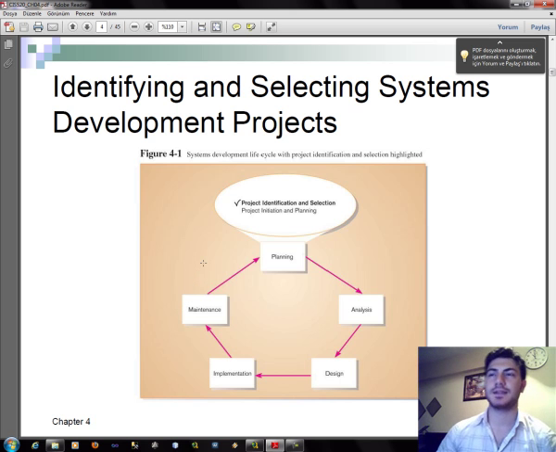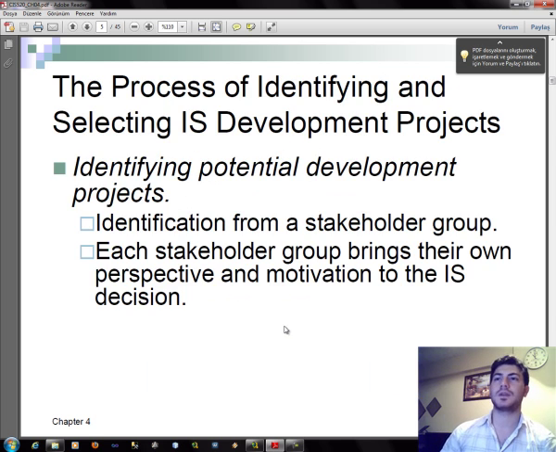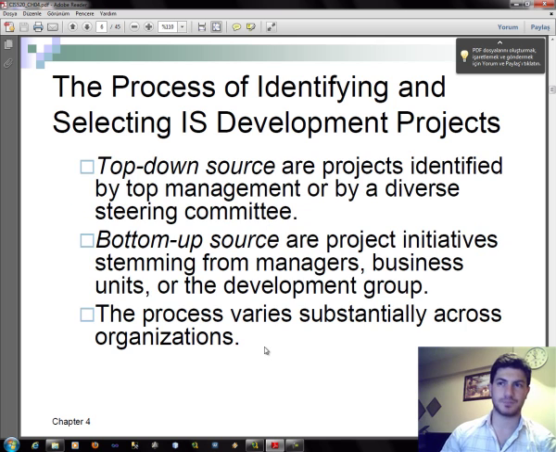First, identifying and selecting systems development projects. Figure 4.1: System development life cycle with project identification and selection highlighted, as you see. The process of identifying and selecting IS development projects. Identifying potential development projects: identification from a stakeholder group. Each stakeholder group brings their own perspective and motivation to the IS decision.